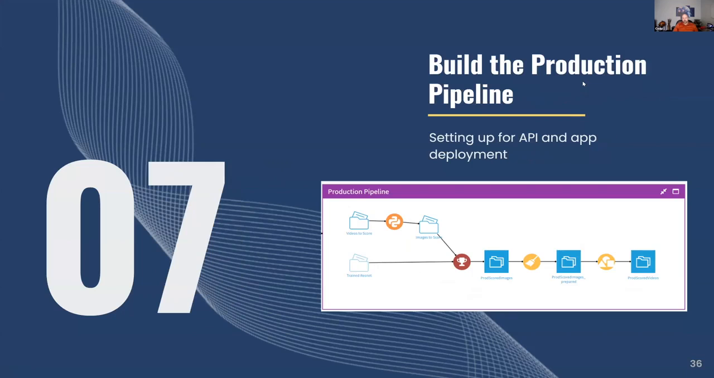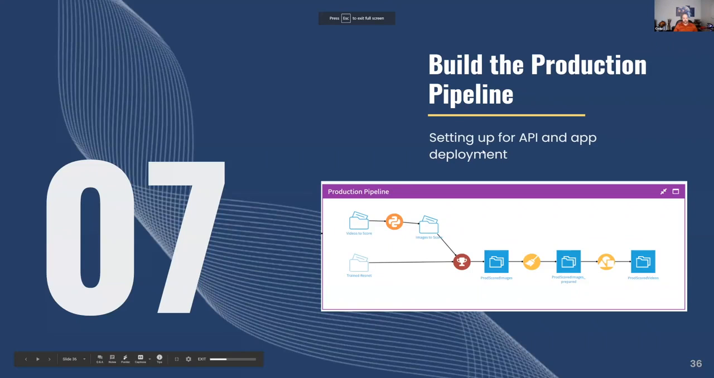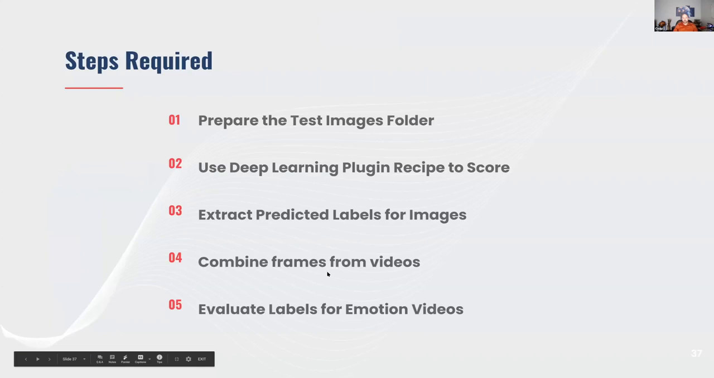So that brings us to the production pipeline. So now that I've tested this thing, I have it scored, and I know I'm 97% accurate on my test data. It makes sense to try and make something that someone could actually use in the field. So to do that, it's almost exactly the same as my testing pipeline, combined with the very beginning data prep. So we will prepare the images, score the images, pull labels out, combine them to get video labels, and evaluate labels for motion videos.